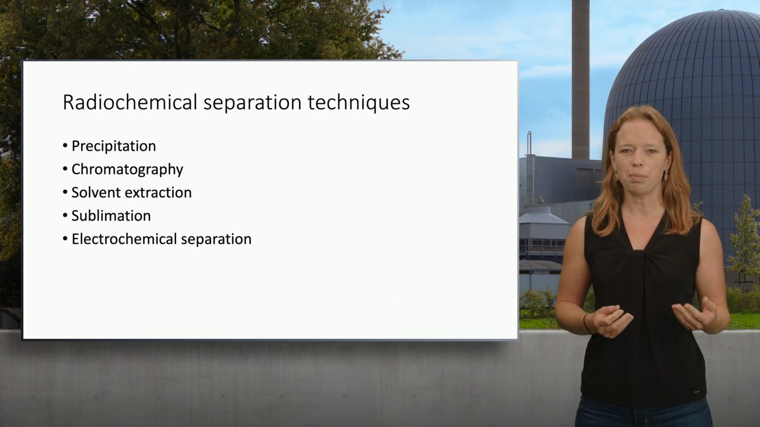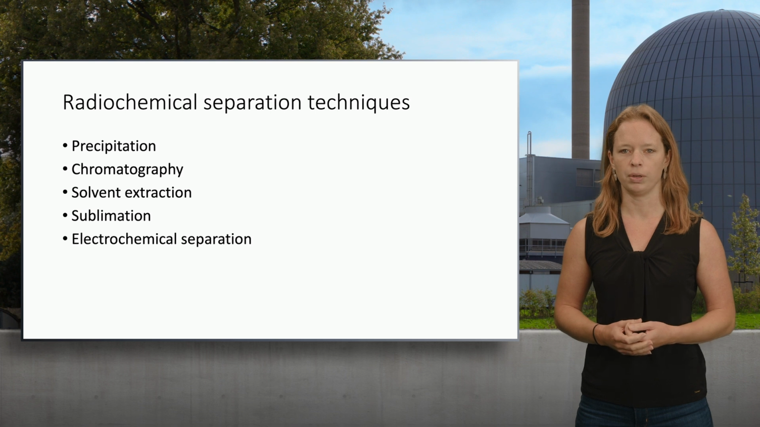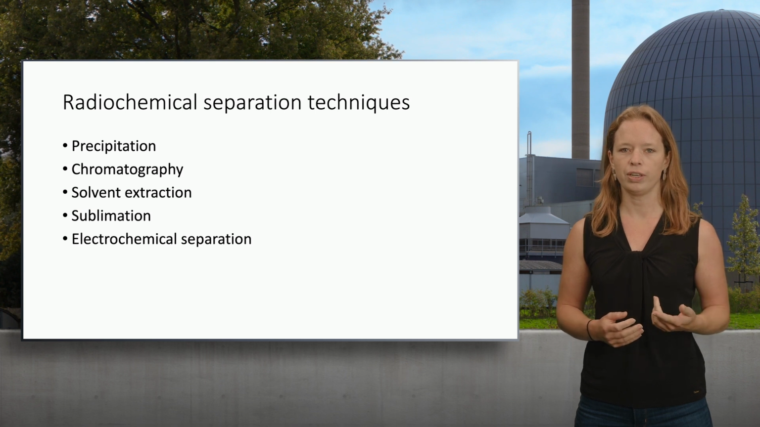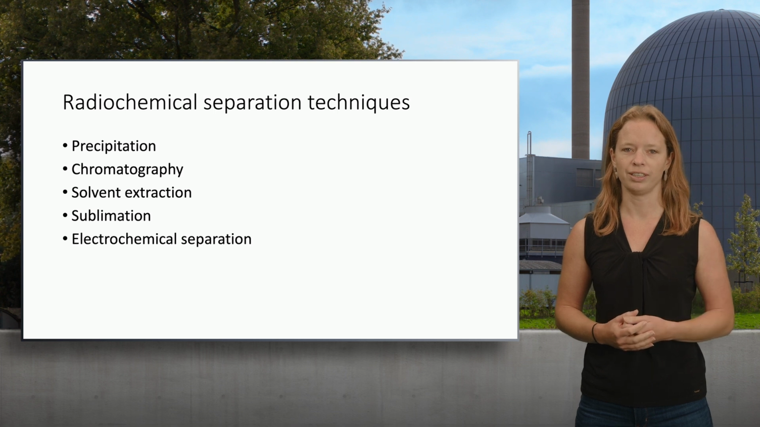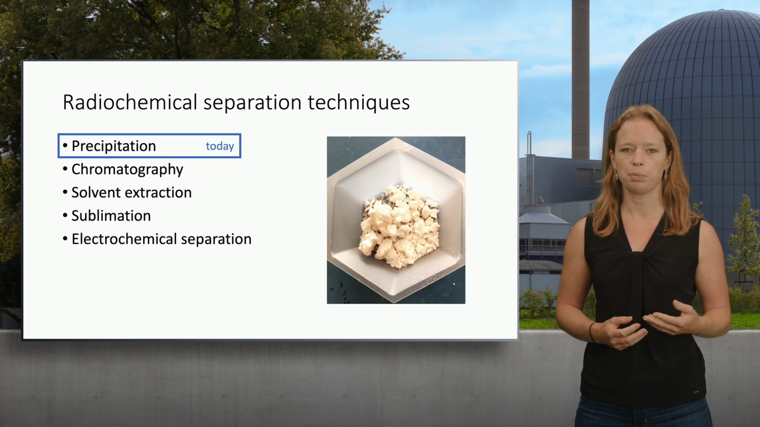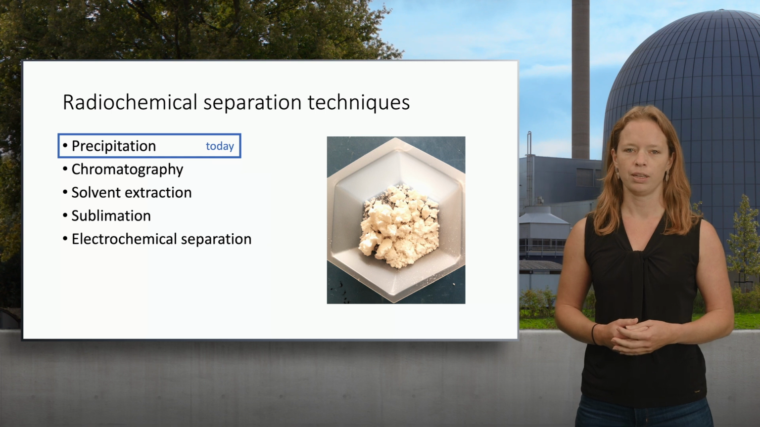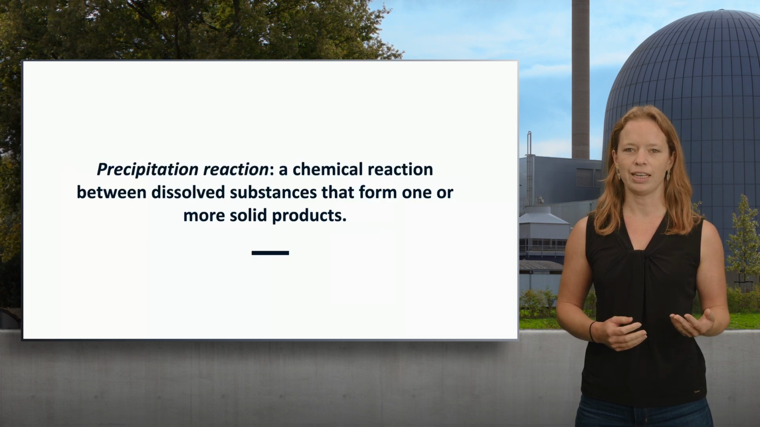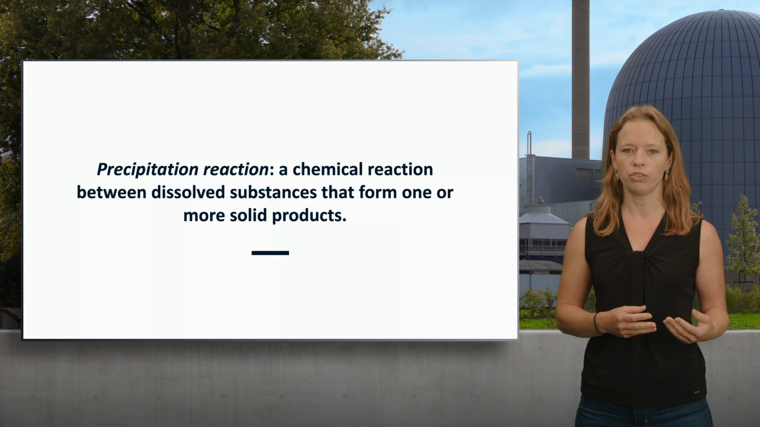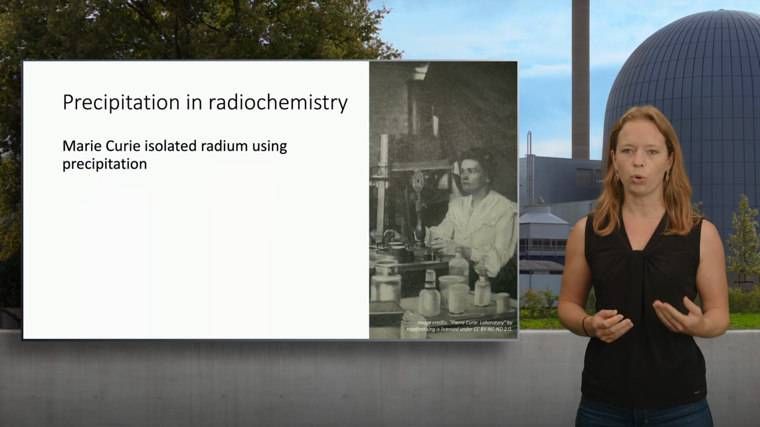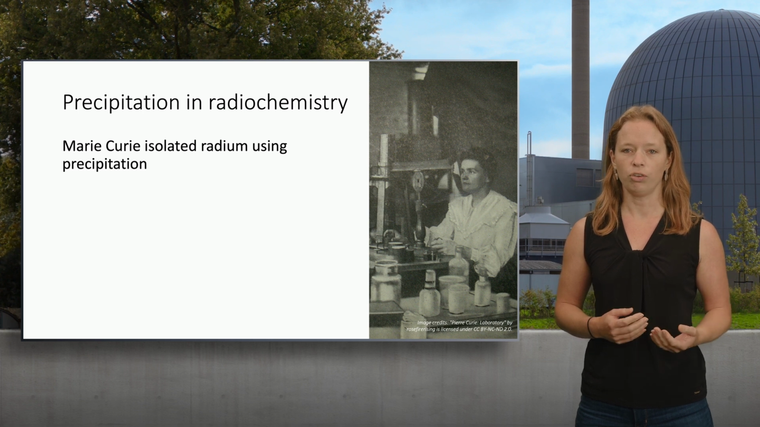There are quite a few chemical separation techniques that we can choose from: precipitation, chromatography, solvent extraction, sublimation, and electrochemical separation. And today, we will focus on precipitation reactions. A precipitation reaction is defined as a chemical reaction between dissolved substances that form one or more solid products. They played an important role in the discovery of radium by Marie Curie, who used precipitation reactions to isolate radium from pitchblende ore in the late 1800s.